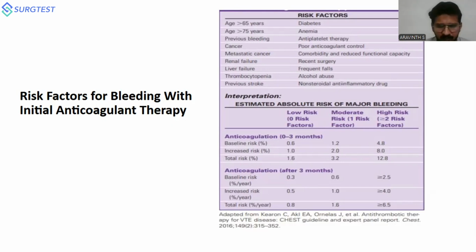That's when you have the maximum risk of bleeding. So that's the point I want to drive home here. And the lowest risk after 3 months is around 0.3, and the highest risk is somewhere at around 6.5. Remember just these two numbers. It was asked once.